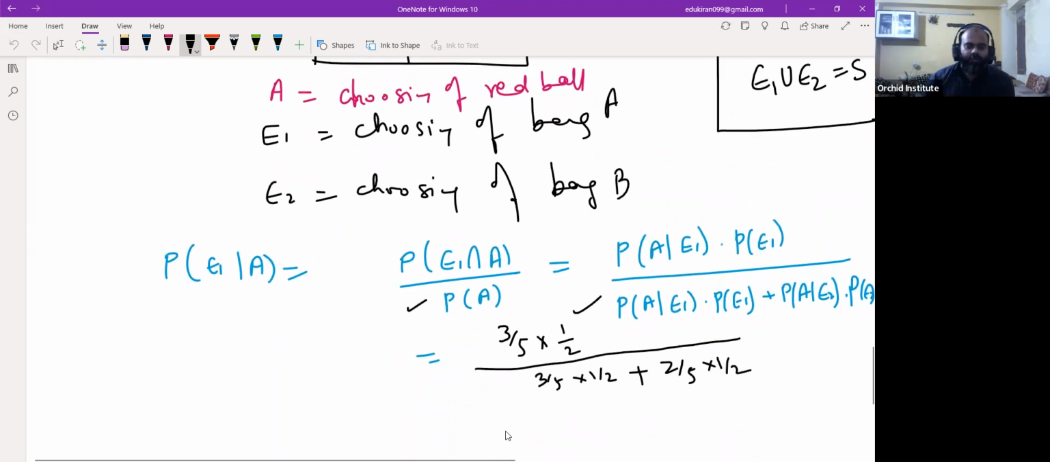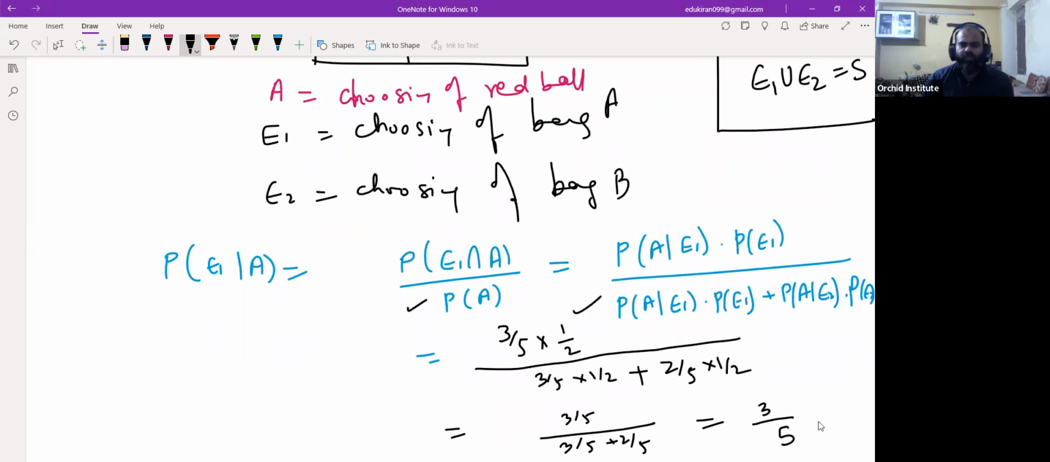So this will become, half you can take common and cancel. So 3 by 5 upon 3 by 5 plus 2 by 5. 5 will also come common. So this will be 3 by 5, 3 plus 2 is 5. So this will be your answer, because 5 is the LCM, now it will get cancelled. So 3 by 5 is the probability that if it is a red ball, then it has come from the bag A.